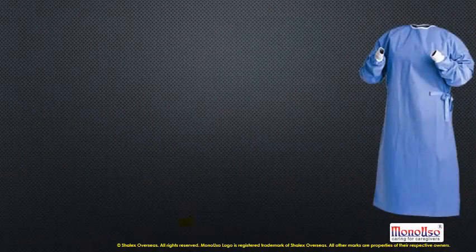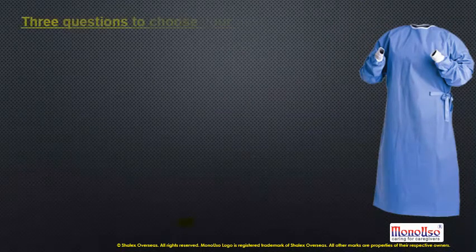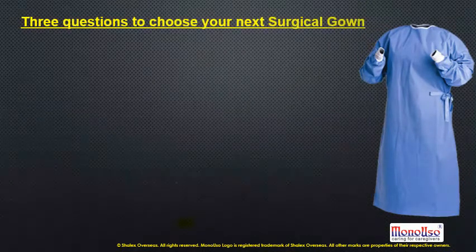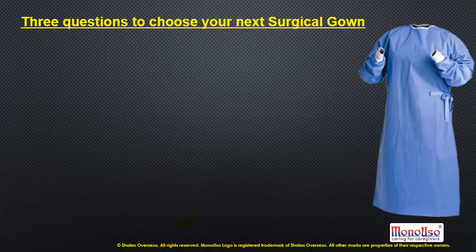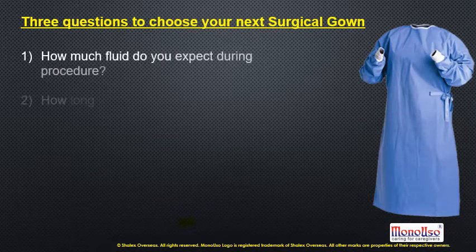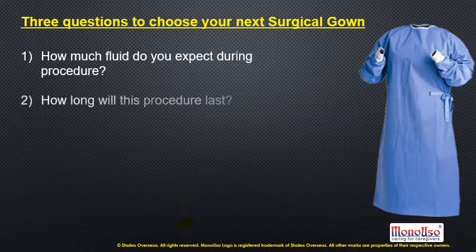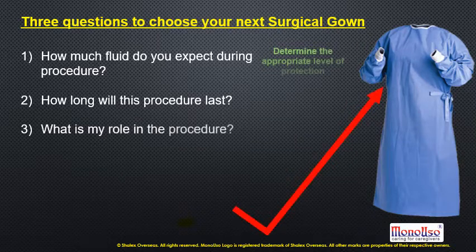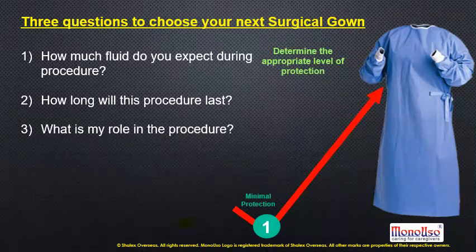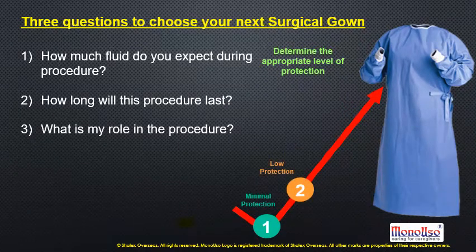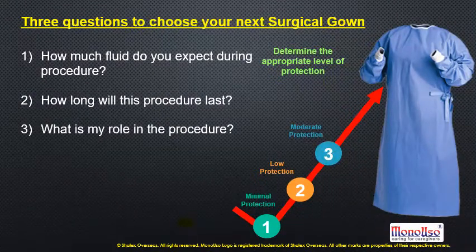How do you choose the right gown for each surgical procedure? To ensure that you have a proper level of barrier protection, you shall ask yourself these 3 questions. How much fluid do you expect to be present during the procedure? How long will this procedure last? And what is my role in the procedure? Remember, the ultimate decision on which barrier level to wear is determined by the clinician's judgment, which is usually a result of procedure knowledge and past experience.